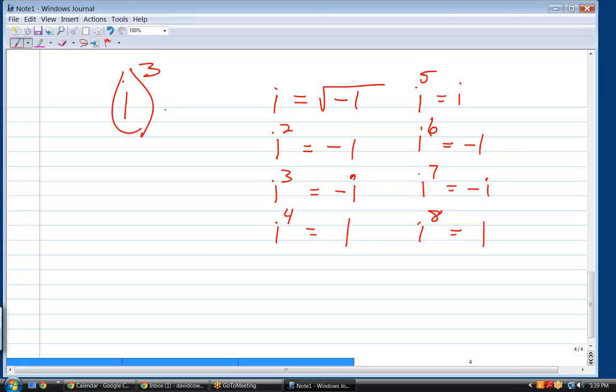i cubed is what again? i cubed is negative 1. Or, I mean, negative i. I know it's confusing because it's hard to recognize the ones from the i's over here. But, okay, what's the next one? It was i to the 32. Okay, what is that going to be?